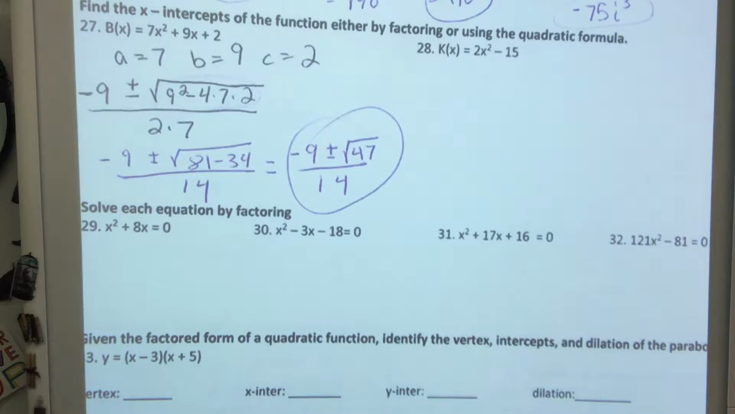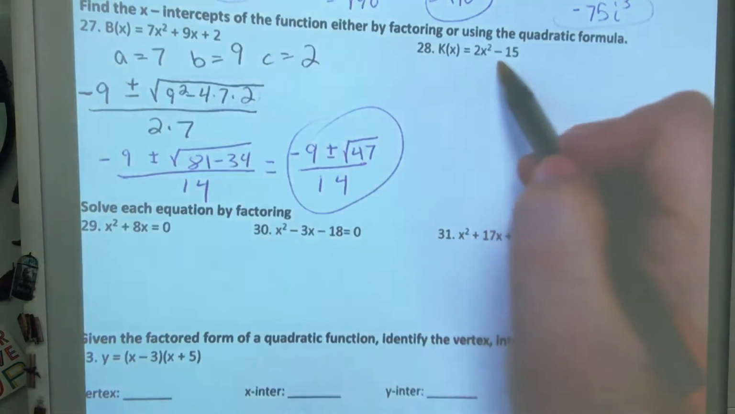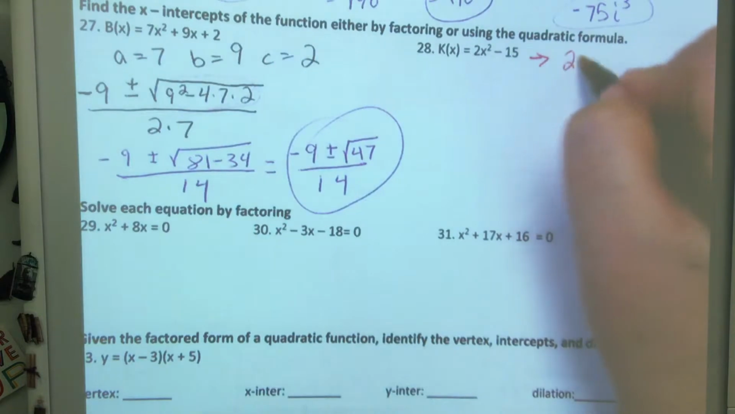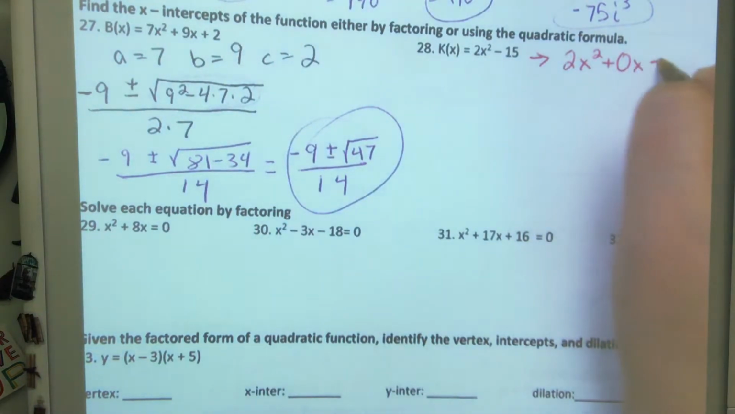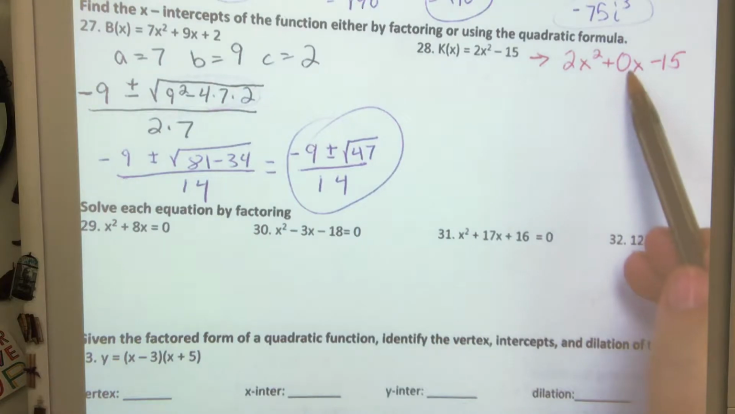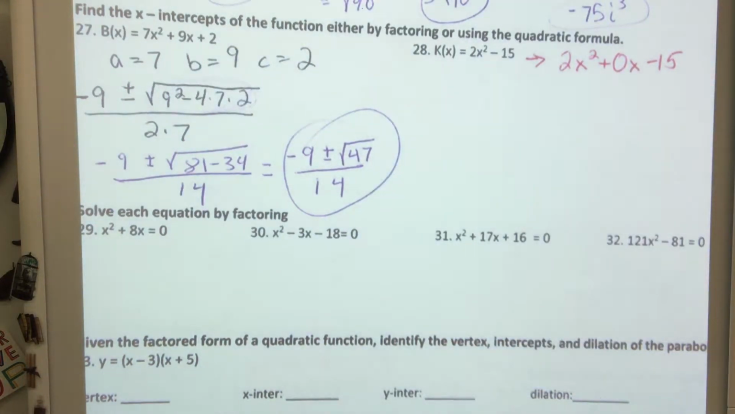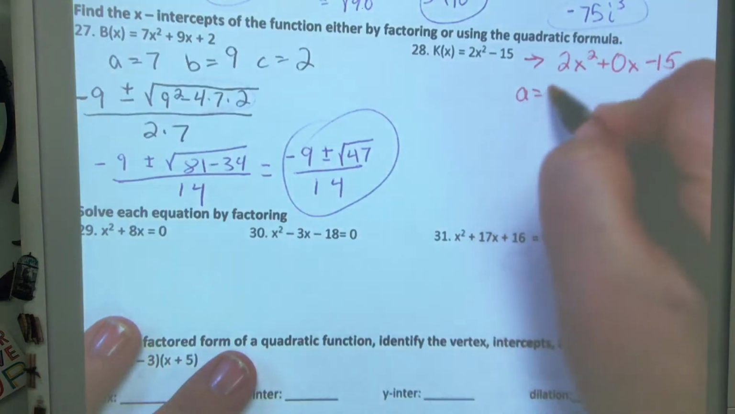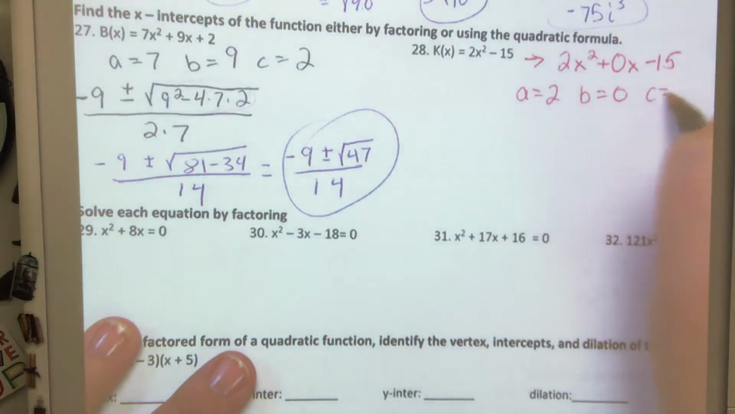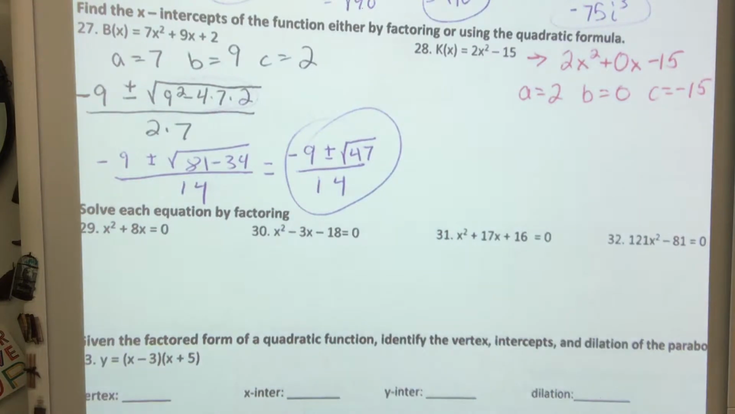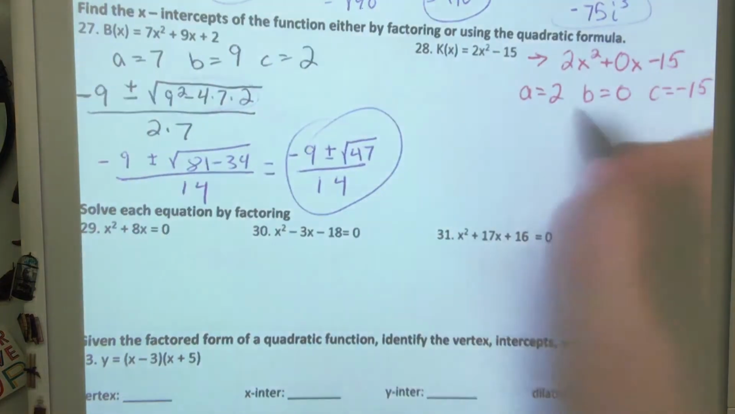Now if you're given a problem like 28, this is the same thing as having 2x squared plus 0x minus 15. Remember, even when we were factoring trinomials, if you had x squared minus 4, that could be factored if you put in a 0x in the middle, so you'd have (x plus 2)(x minus 2). Well, in this case, a would equal 2, b would equal 0, c would equal -15. And you can still do the quadratic formula even when one of them equals 0. One of the letters, I mean.